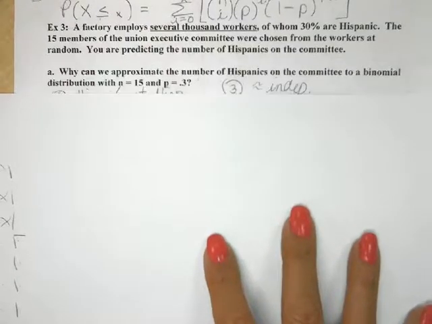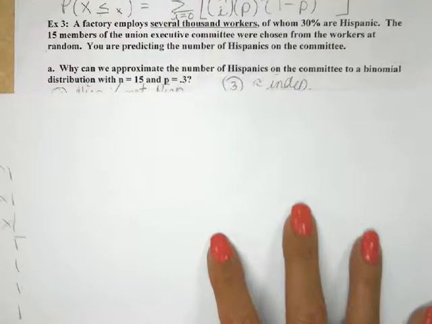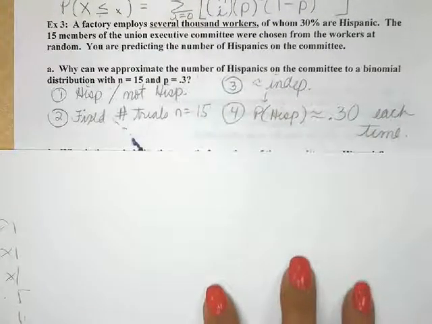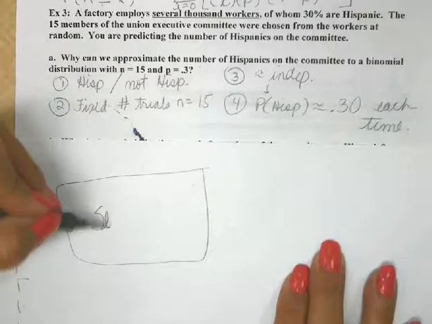And so the first thing we need to do is check to see why we can actually simulate some probability answers with a binomial distribution. Think of this as kind of a pool of several thousand people.